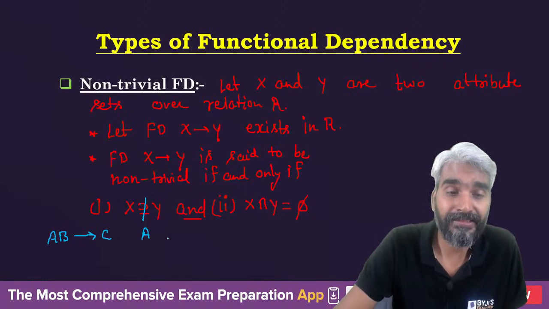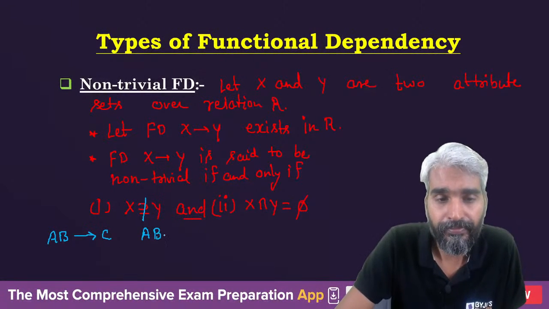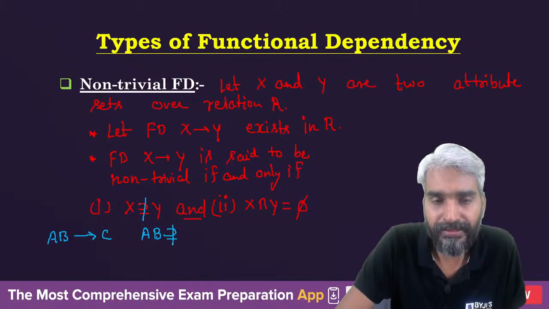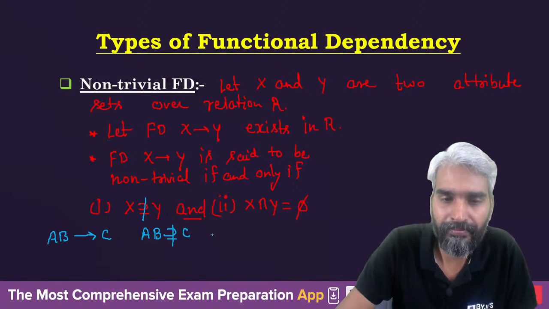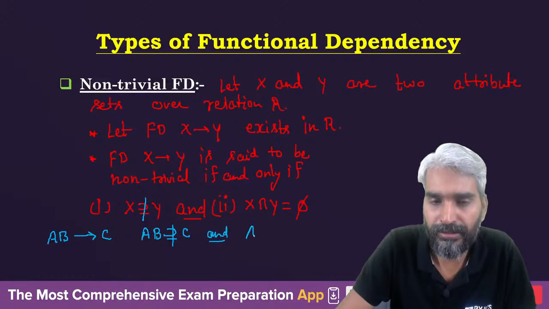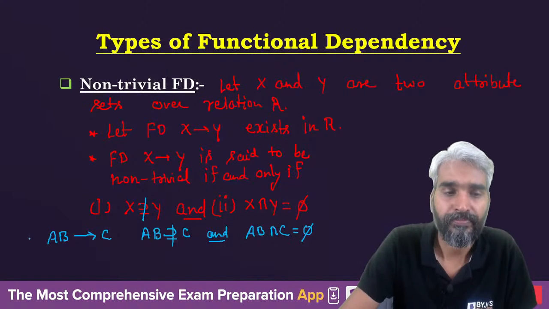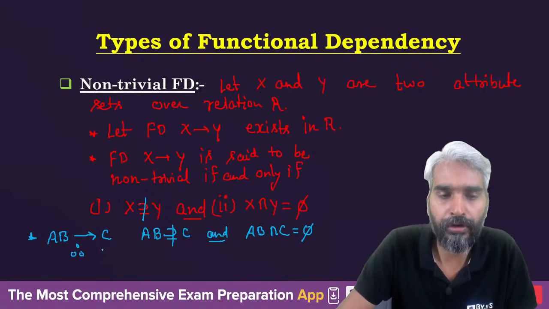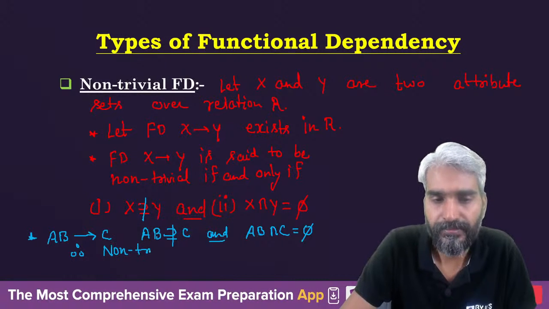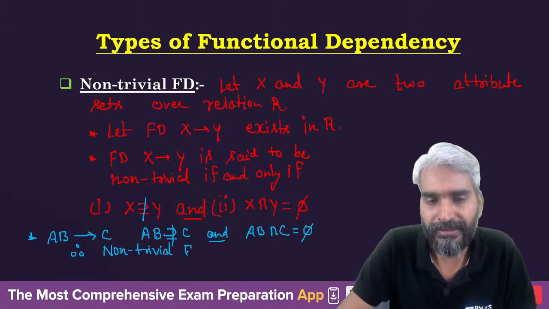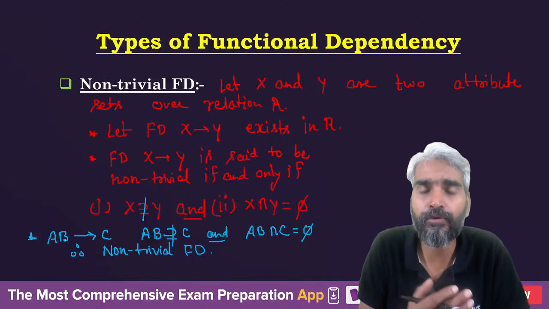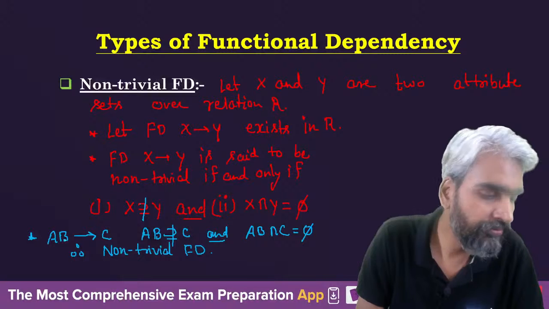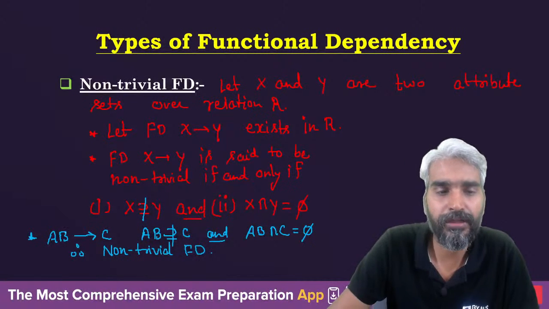So AB implies C. You can see that AB is not a superset of C, because C is not present in AB. And you can see AB intersection C is equal to phi. So both conditions are present, therefore it is a non-trivial FD. So what does it say? It tells me that if the values of A and B are known, then I can give you the information of attribute C.